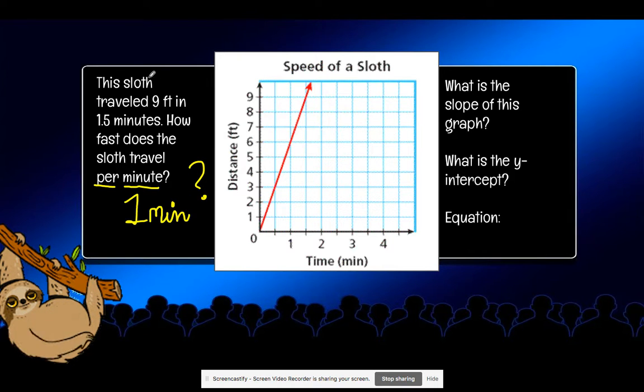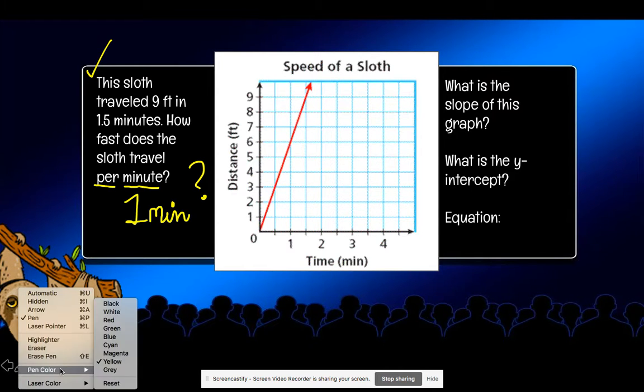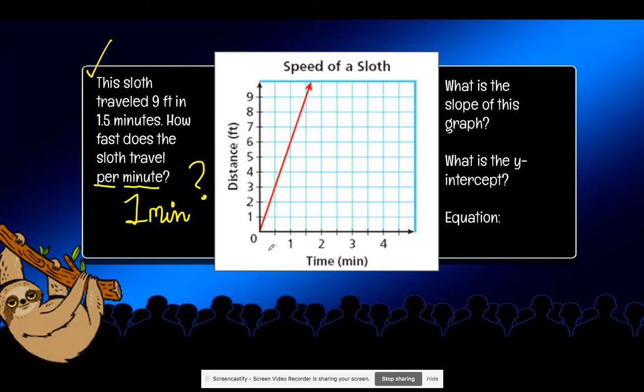Okay, so when we're given a situation, it's always nice to divide our units that are given to us. But how do I divide? Well, there are hints in our graph that tell us what the y variable is and what the x variable is, okay? So going back to finding the slope or the rate of change of a line, we usually do the change of y over the change of x.